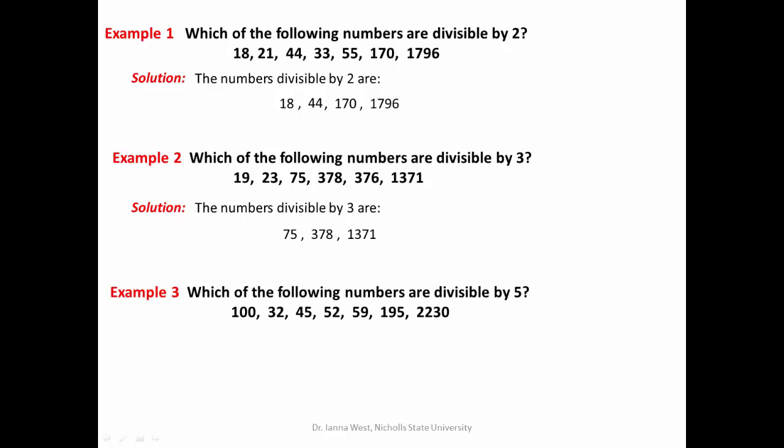For our last example, which of the following numbers are divisible by 5? According to the divisibility test, a number is divisible by 5 when the last digit of the number is 0 or 5. The numbers divisible by 5 are 100, since the last digit of the number is 0, 45, since the last digit is 5, 195, again last digit is 5, and 2230, since the last digit is 0.